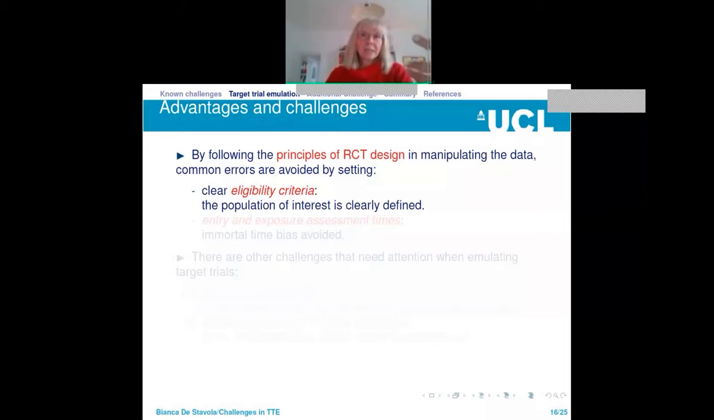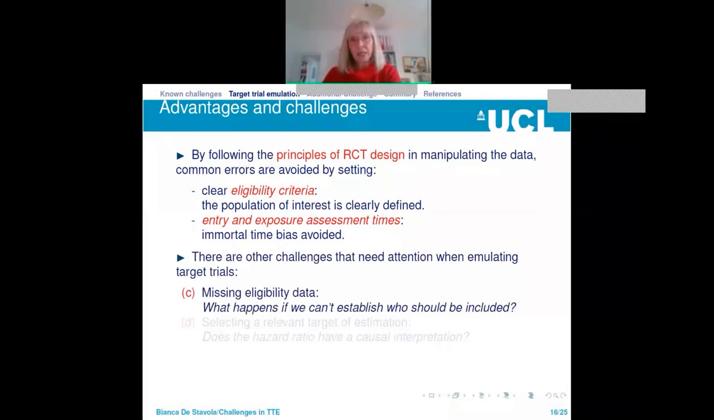Defining the eligibility criteria, we now know exactly what is the population of interest. And by defining entry and exposure assessment, we avoid immortal time bias. But there are other challenges. And here I'm just showing the two we are working on in a list, and hinting very briefly on one of them. But let me describe them first.